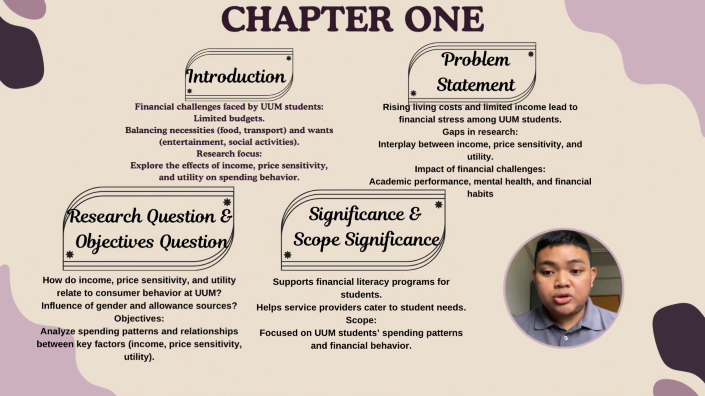Current research does not fully explore how income, price sensitivity, and utility interact. This study addressed that gap. The key questions include how do income, price sensitivity, and utility affect spending behavior, and how do gender and allowance sources play a role. The objectives are to analyze this relationship and identify patterns in student spending behavior.